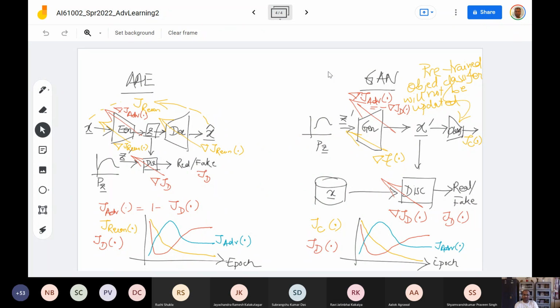So there is a competitive game being played over here, and the encoder, in case of an adversarial autoencoder, while the generator in case of a GAN, is trying to adversarially attack the discriminator to fool it.